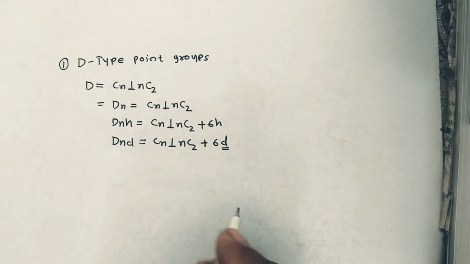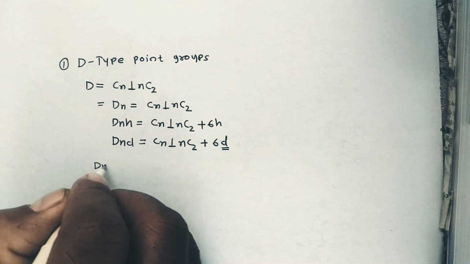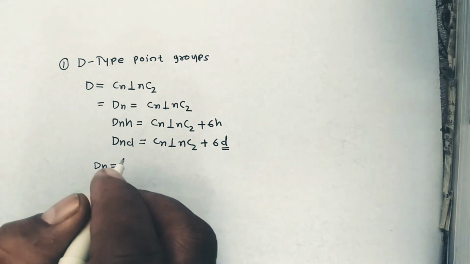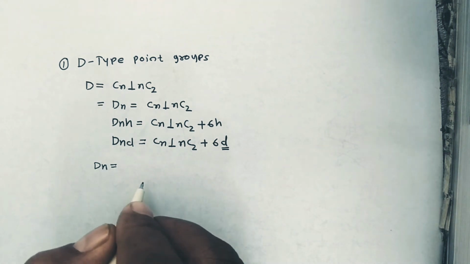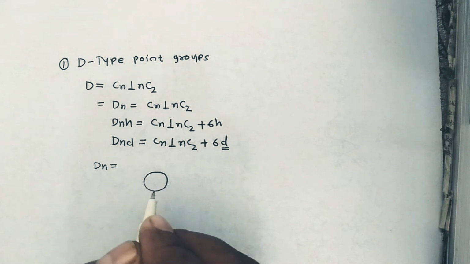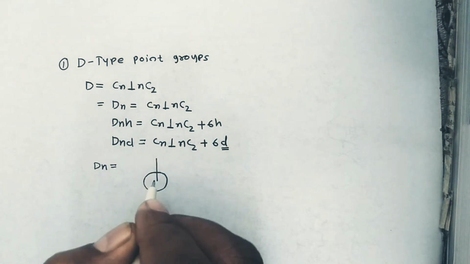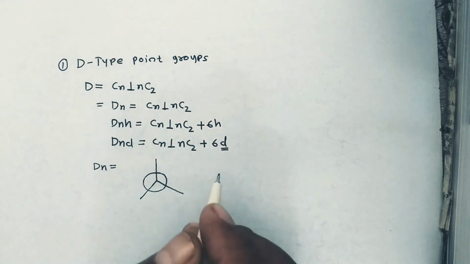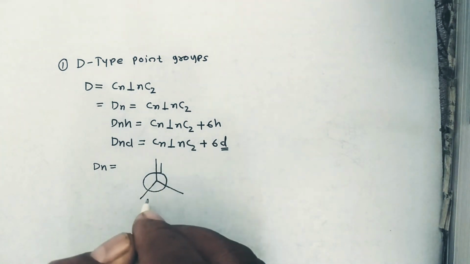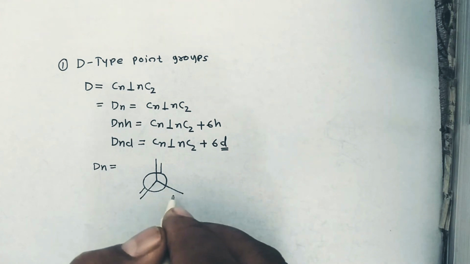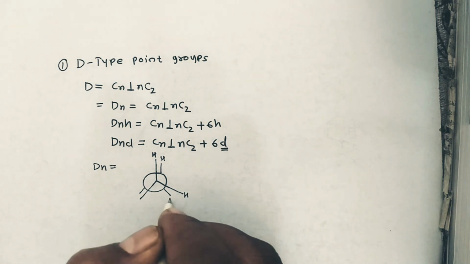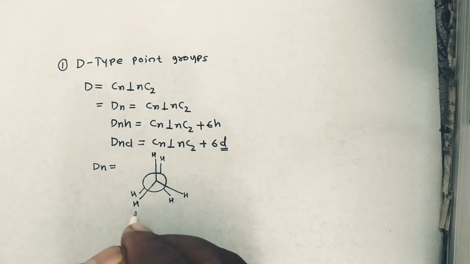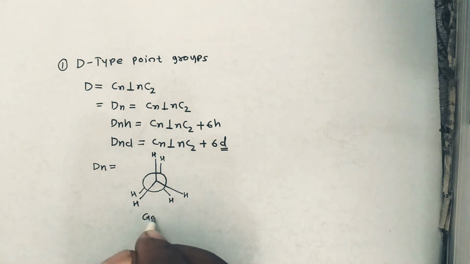So let us see the example of the first point group, that is Dn. The gauche form of ethane has a Dn point group. This form is known as gauche or skew form.